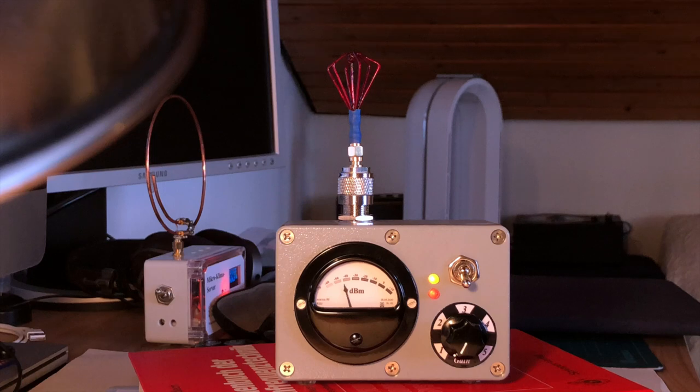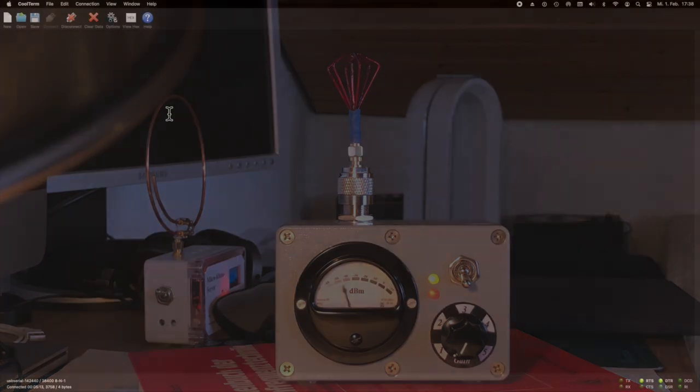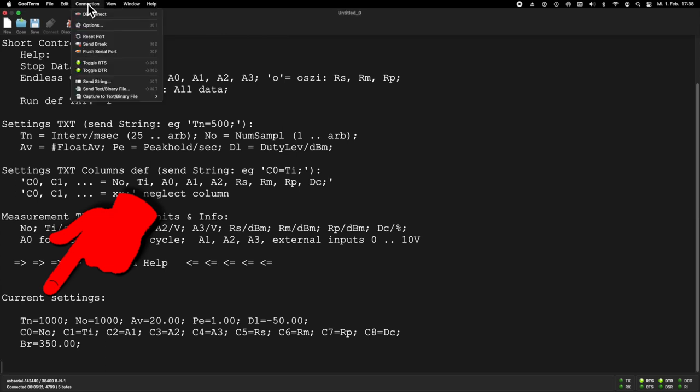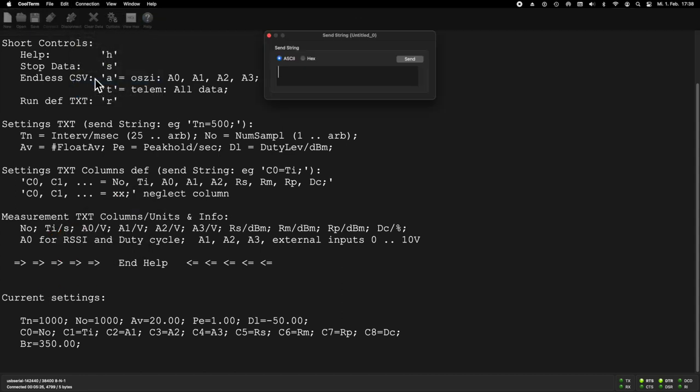For the little measurement campaign, I use the program CoolTerm to record the measured data. Since I want to deviate from the standard settings of the measuring device, I now have to tell the device what to do. I want to record a measurement on the PC every 10 seconds. So I have to choose TN equals 10,000 milliseconds. With the number NO equals 8640, we then cover exactly 24 hours.